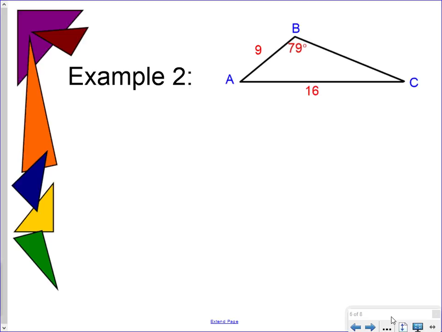So here's example 2. This time I've got angle B is 79 degrees, side B is 16, and side C is 9. I'm going to do less work on the board. I need you to be doing the work in your notebook. Please look for, if there is a first triangle, what are the measurements of the first triangle?